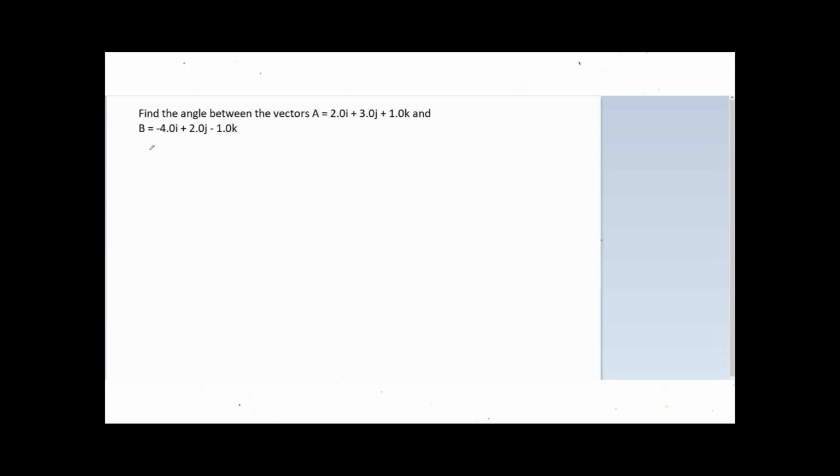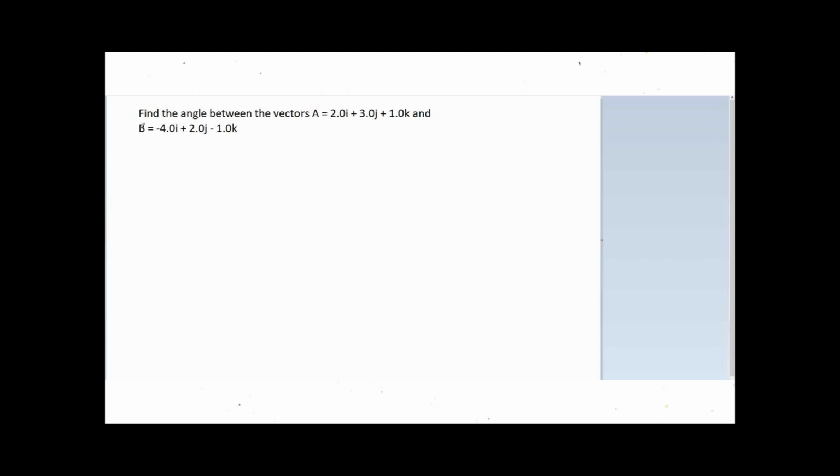Problem: we want to find the angle between the vectors A and B. Okay, so this is a very simple question. We are going to solve this using the definition for the scalar product, or the dot product.